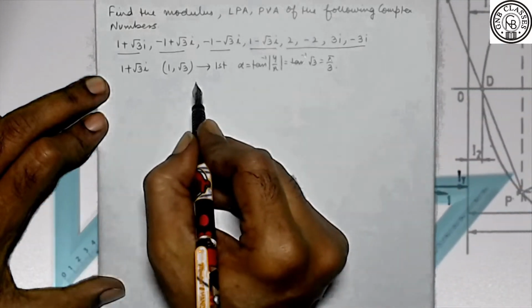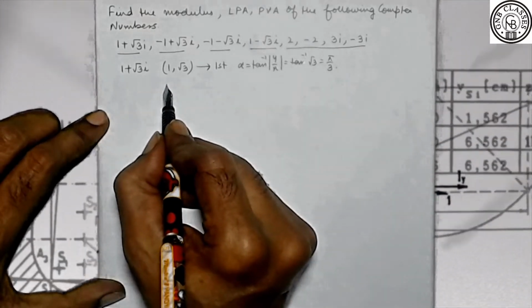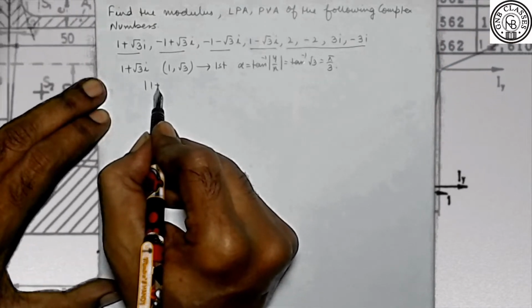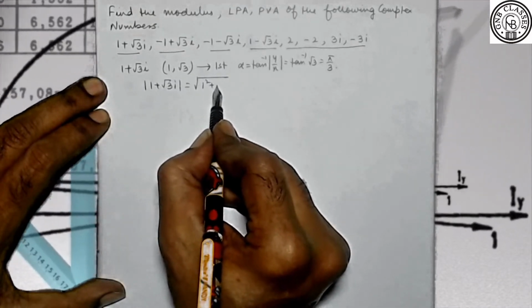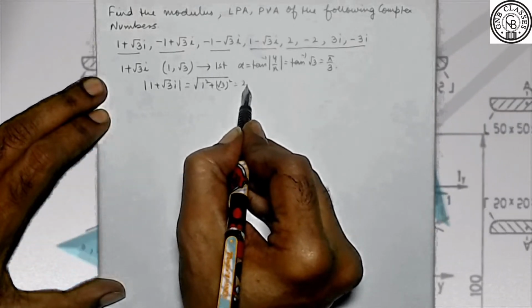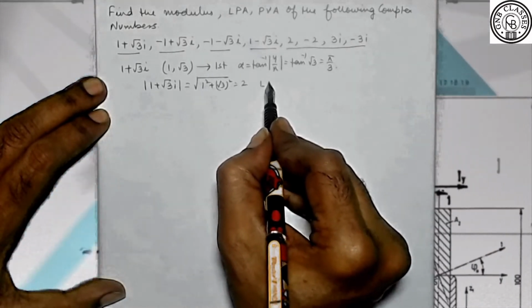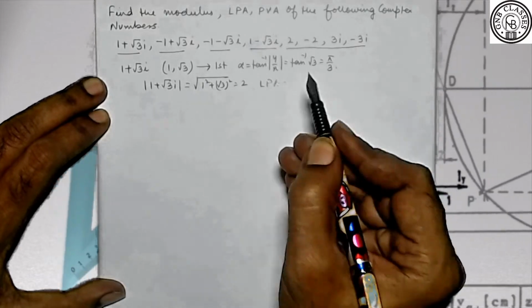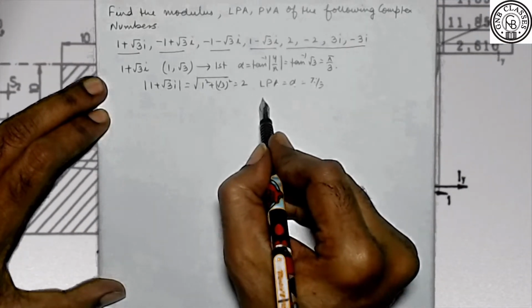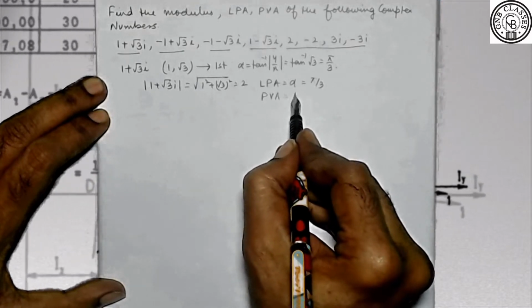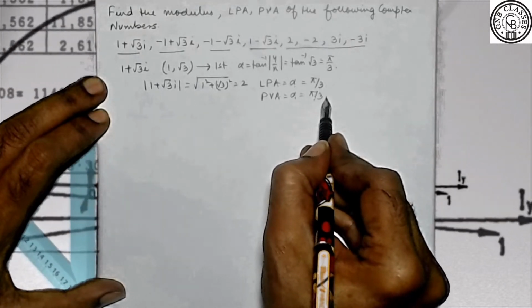Modulus of this complex number will be under root 1 square plus root 3 square, that gives us 2. Least positive argument is alpha only, which is pi by 3, as well as principal value argument is again alpha, which is pi by 3. Is it clear?